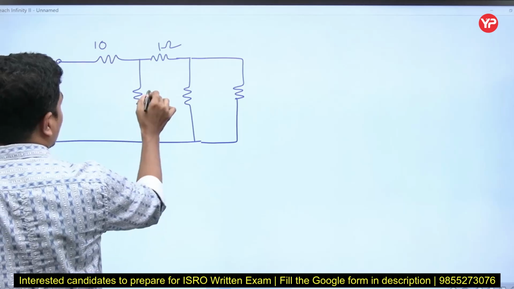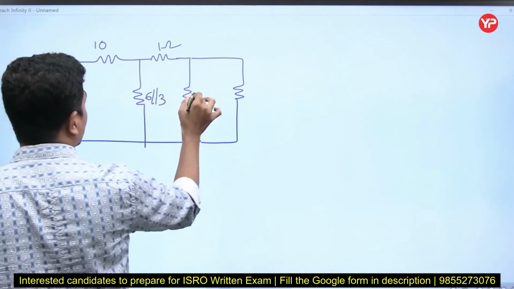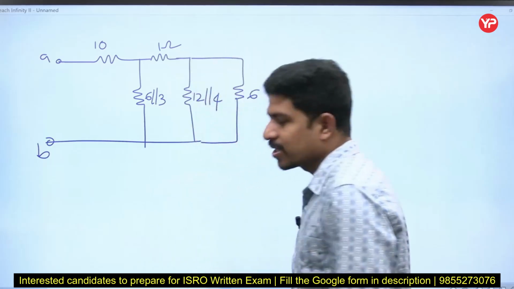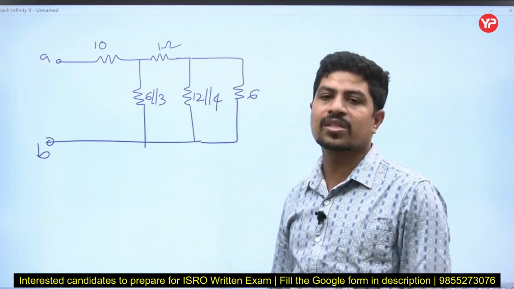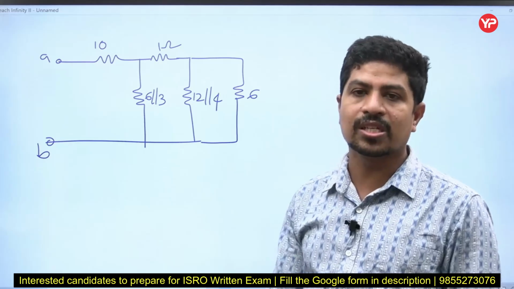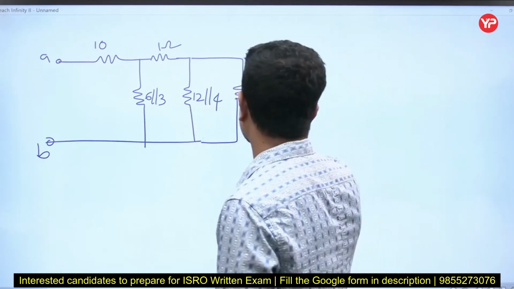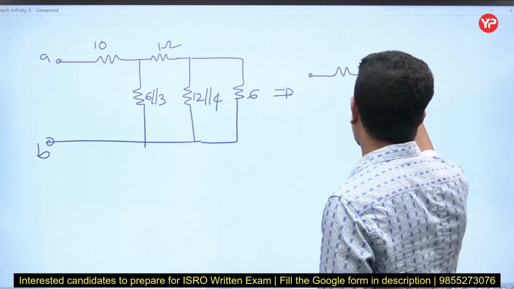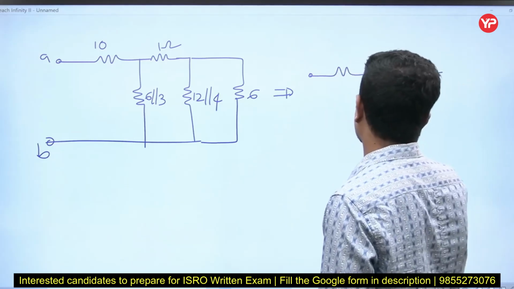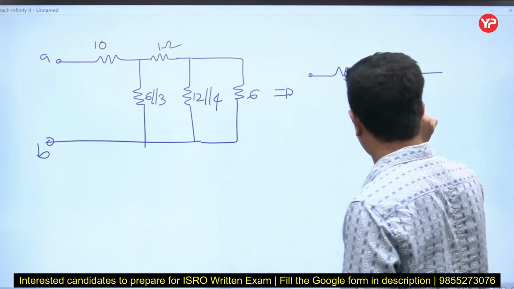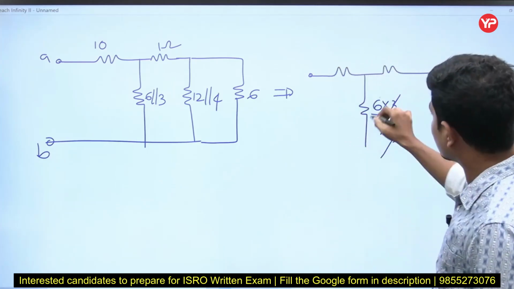This is 6 in parallel with 3. This is 12 in parallel with 4. This is 6. Let's calculate 6 in parallel with 3. What is 6 in parallel with 3? 6 into 3 by 6 plus 3, that is 6 into 3 by 9. 3 threes are 9, so this is simply 2 ohms. That is a very simple calculation, the parallel connection of resistances formula, that's all.